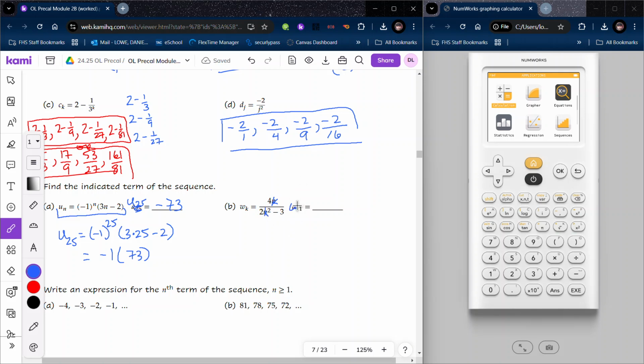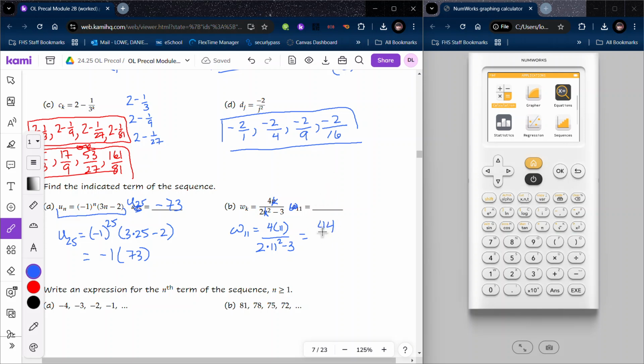And I'm saying my W sub 11, so I should have W sub 11, but I want to figure out, well, what is the 11th term? Well, W sub 11 is going to be 4 times 11 all over 2 times 11 squared minus 3, right? And once again, you don't have to simplify necessarily, but you can if you want.